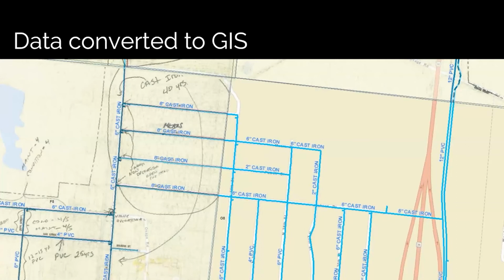Here you can see the exact same paper map after it's been brought into a digital GIS. I'll show you this sort of process here in a little bit, but you can see those handwritten notes are all visible, as well as the digitized blue water lines that we've laid on top of that.